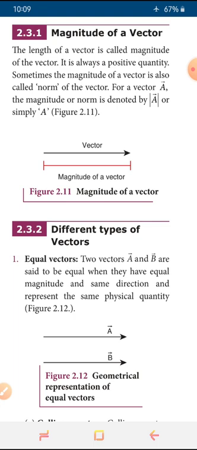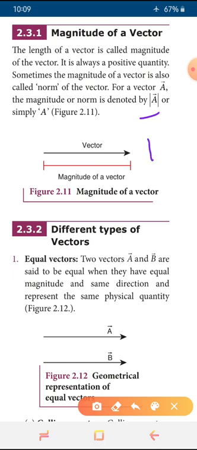When we are using various things to explain about vector, the length will be taken as the magnitude. Okay, it is always a positive quantity. There is no negative in this. Sometimes the magnitude of the vector is also called the norm of the vector. For a vector a, the magnitude or norm is denoted by mod a vector, or simply we can write a.